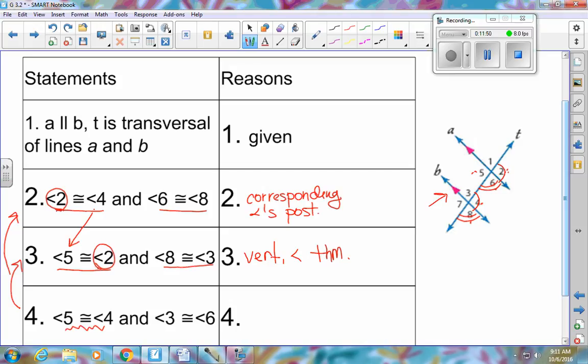Now let's go over and look at 6 and 8. I see 8 here, but then I see 8 down here. So if 6 is congruent to 8, and 8 is repeated and is congruent to 3, then we know 6 and 3 is congruent. And this is your guys' favorite postulate, or property, transitive property. So by doing that proof, we can now say then we know that alternate interior angles are congruent.